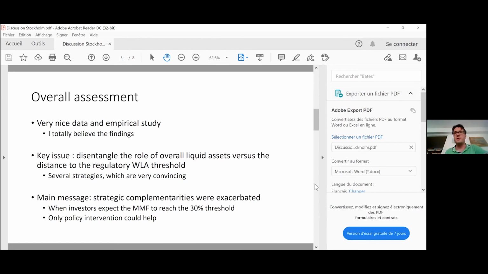And the paper also shows that only ex post some policy intervention could help. So what I'm going to do is actually something only very minor, trying to just push the paper a little further on the theory side and on the interpretation of those strategic complementarities.